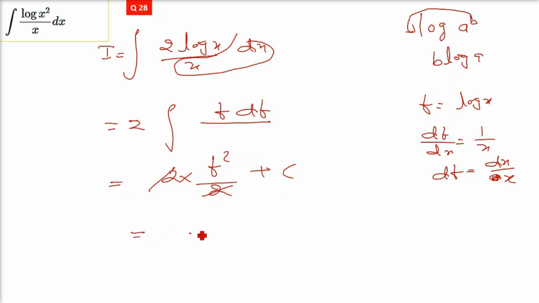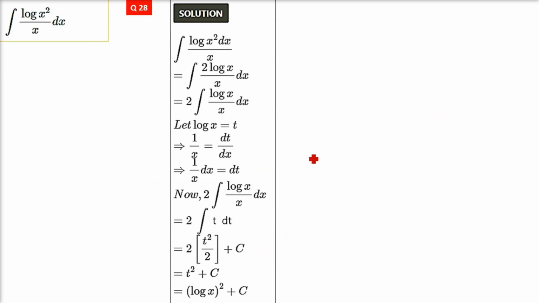And what is t? t was initially taken as log x. So log x whole square plus c is your answer. This is the way you are going to do it. The only thing is the log property has to be taken care of. Just the 2 has to be brought in front.